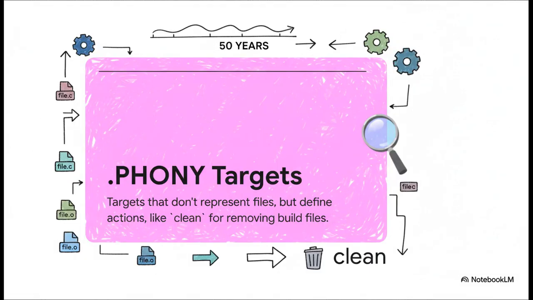And finally, let's talk about phony targets. This is a really important concept. A phony target isn't a file, it's an action. So a target named clean isn't trying to create a file called clean. By telling Make that it's phony, you're saying, hey, this is just a name for a command I want you to run, like, deleting all the temporary files after a build.